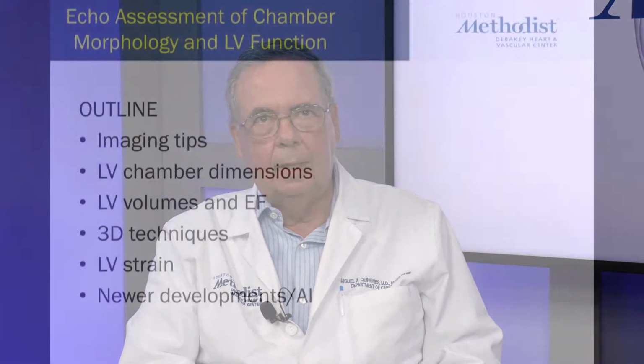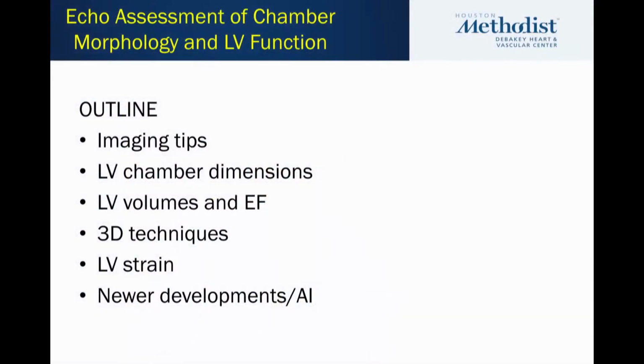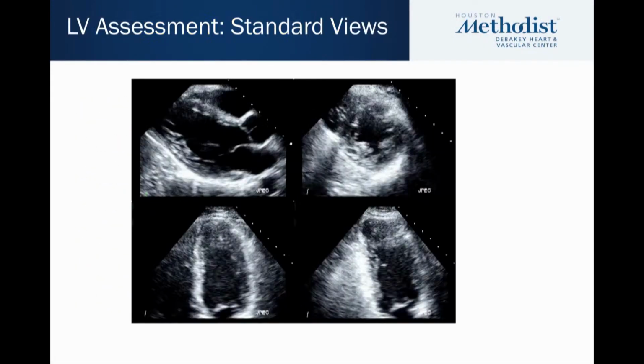All right, well, assessment of left ventricular function is one of the things we do commonly every day in the echo lab, and it's one of the main reasons that echoes are ordered. The outline of today's lecture is first a little bit of imaging tips. We're going to then discuss chamber dimensions, measurements of volumes and ejection fraction, some of the 3D techniques, and of course the newer kid on the block, which is left ventricular strain. And finally, just a few of the newer developments and applications for machine learning and artificial intelligence, which probably are going to have a major impact in the future.